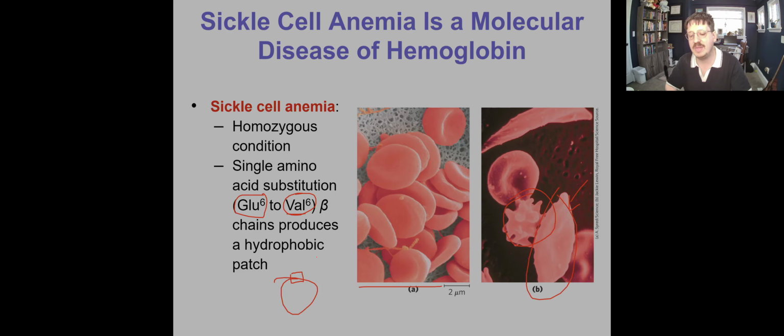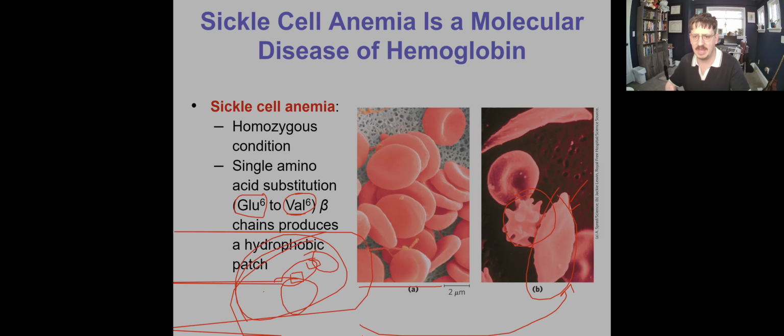There's a few different variations. This is one of the most common polymorphisms in the genetic code. What that means is, if you've got two of them, this patch is going to stick together. That's going to cause aggregation, and that aggregation is going to arrange into fibers. These fibers cause distortions in the shape of the cell, which results in the sickle cell that we observe. But this is the disease here.